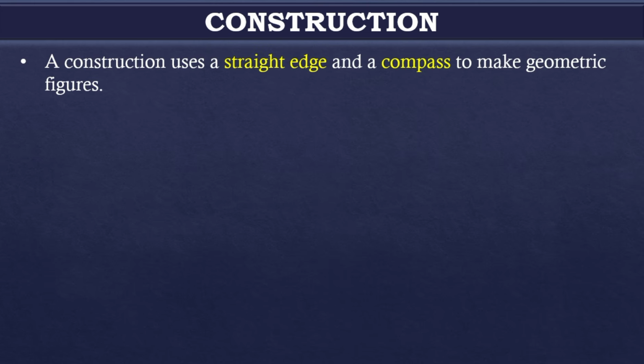So what is construction? Hindi ito yung construction na may binibuild na building ha, hindi po ito yon. So when we say construction, it uses a straight edge and a compass to make geometric figures. So meron tayong kailangan na gamit, okay, for us to construct the different geometric figures. So we need to have a straight edge and a compass.